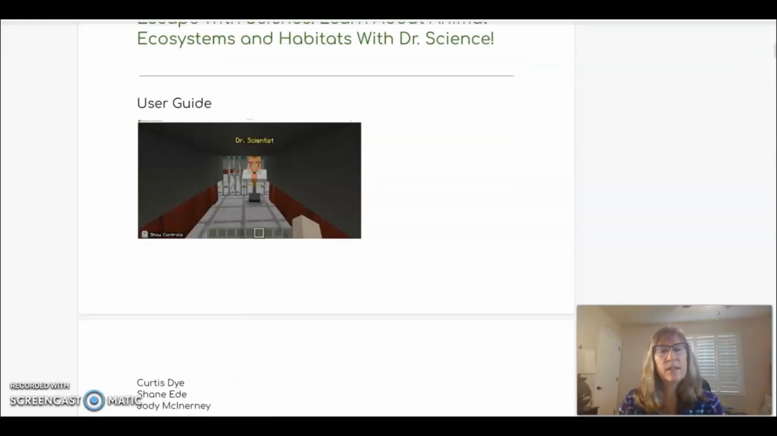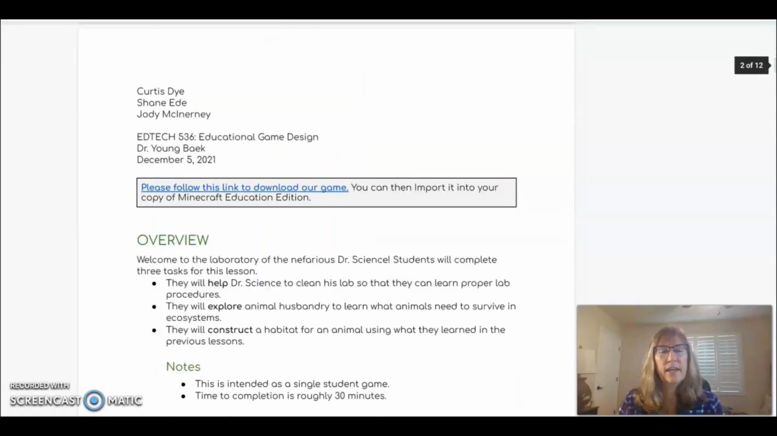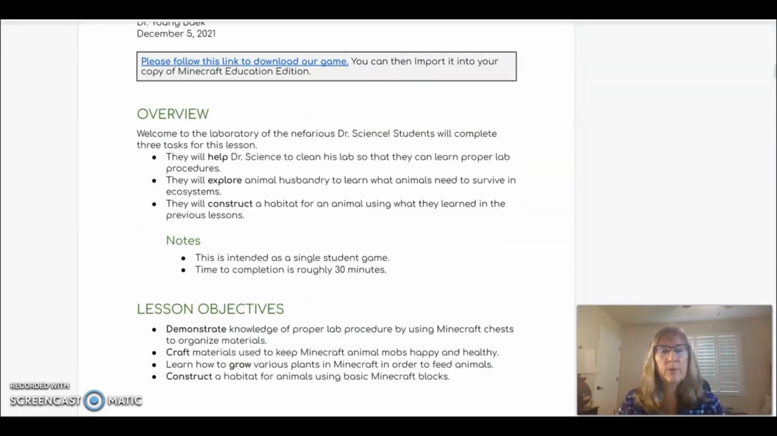The objective of the game is to escape 3 different rooms in the lab of the evil Dr. Scientist, and the players escape the rooms by completing tasks and solving puzzles in each of them.